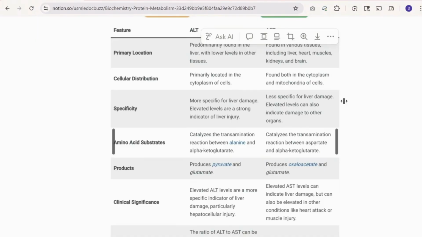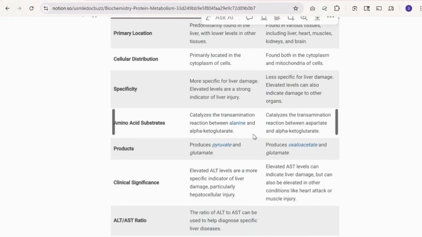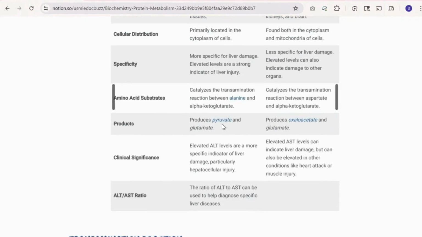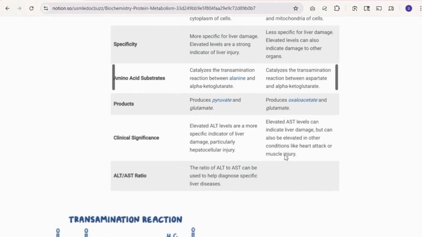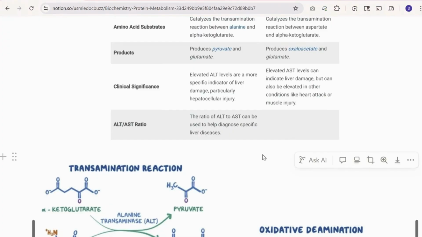ALT is more liver specific than AST, right? If you have ALT being elevated, you are sure to know that hepatocytes are being damaged, right? And the reaction is between alanine and alpha ketoglutarate, and the AST is between aspartate and alpha ketoglutarate, right? ALT ends up making a pyruvate and a glutamate. Here you make oxaloacetate and a glutamate, okay? And you can read the clinical significance. You see AST is kind of non-specific compared to ALT, right? But both of them can be increased if you have hepatocellular damage, right?